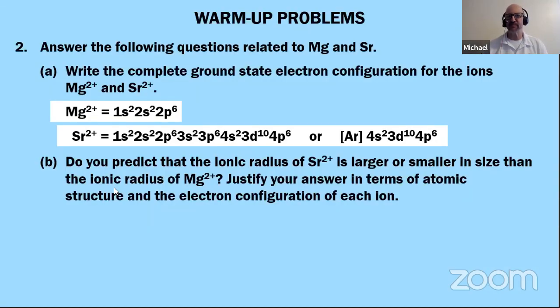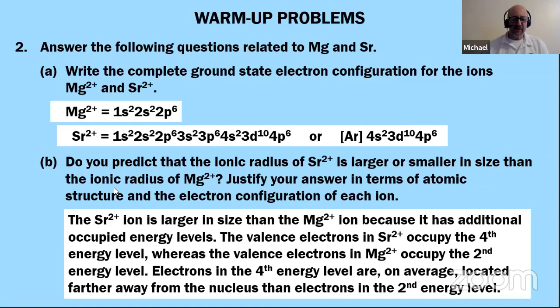So because strontium is below magnesium and size increases as you go down, you cannot justify with a trend. You cannot just simply say size increases as you go down the periodic table. That's not giving us an understanding of the atomic structure and the reason why. So the strontium 2+ ion is larger in size than the magnesium 2+ ion. Why? Because it has additional occupied energy levels. And I go on to say that the valence electrons in the 4th energy level should be farther away from the nucleus than the valence electrons in the 2nd energy level.